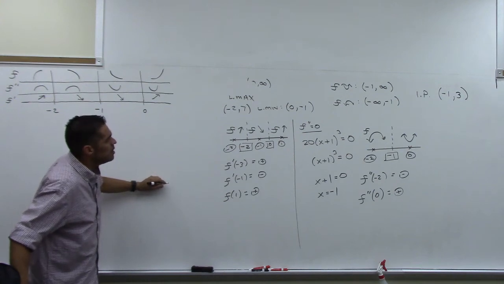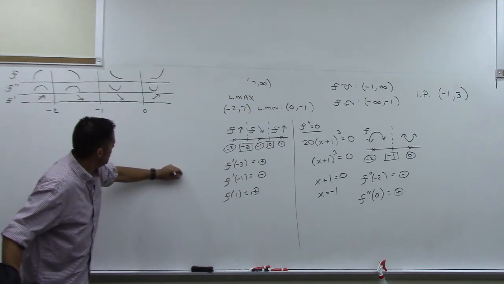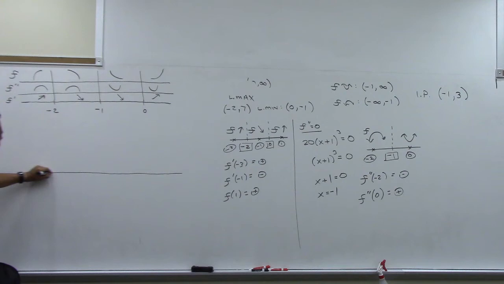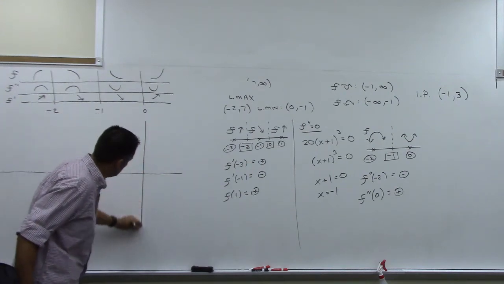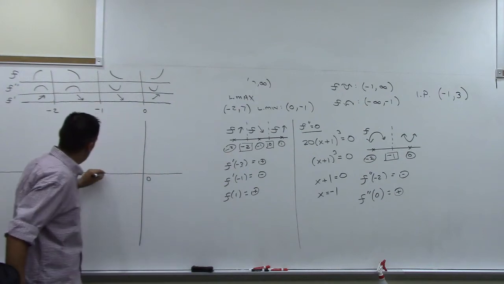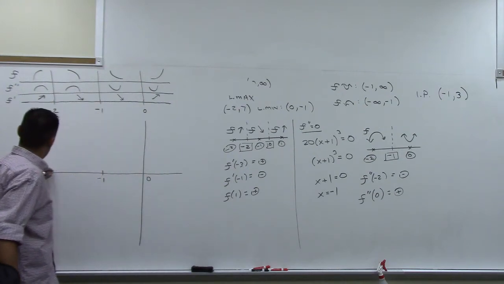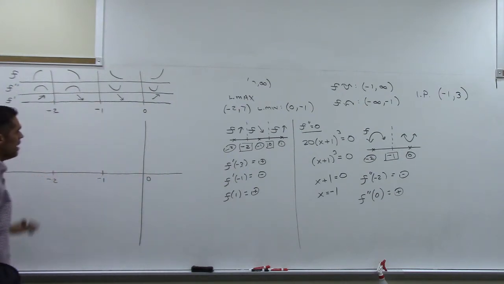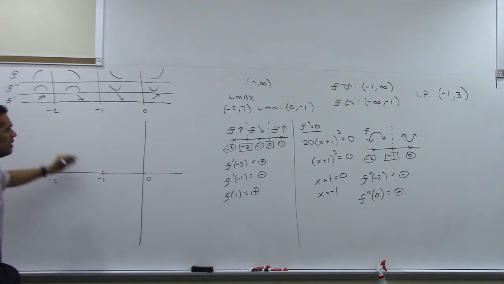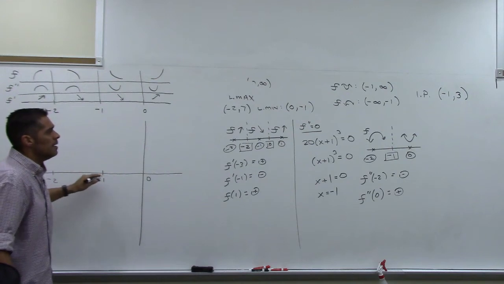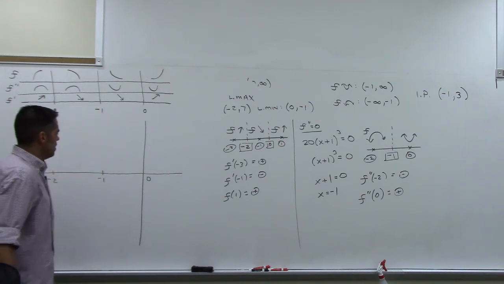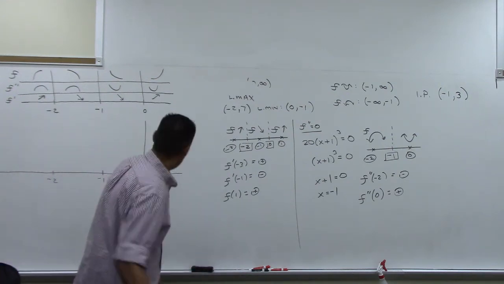And then draw this graph. Here's the y-axis, 0, negative 1, negative 2. So at negative 2, I'm up at 7. At 0, I'm at negative 1, and at negative 1, I'm up at 3. So you know what? On this one, I'm going to think about it a little more.